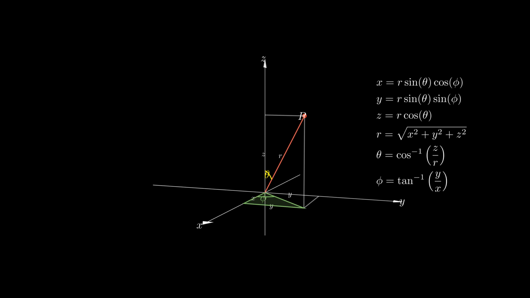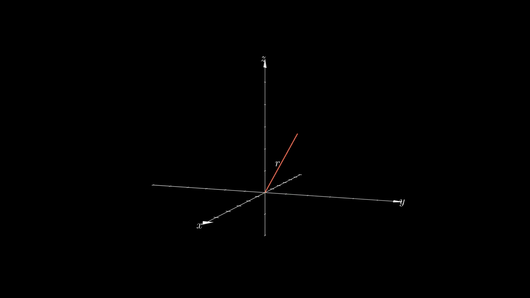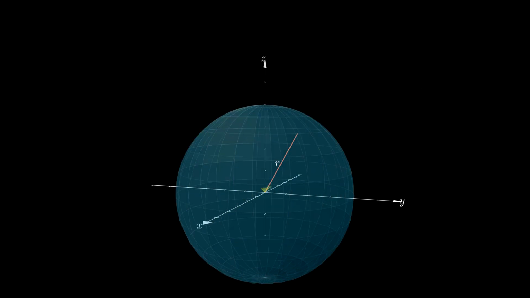Transformation of point from Cartesian to spherical and from spherical to Cartesian are as per these 6 formulas. So that's it. This video regarding points of spherical coordinate system has come to a conclusion.